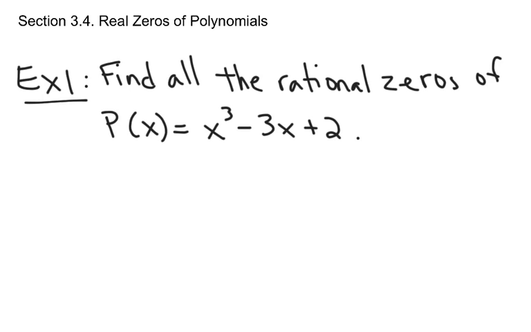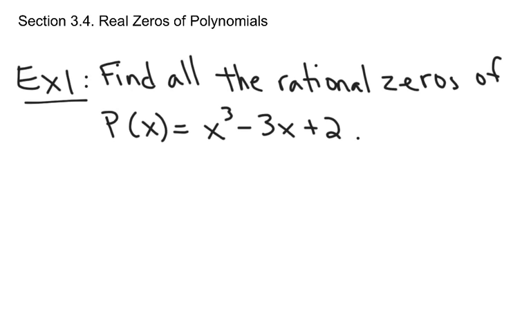In section 3.4, we're going to talk about the real zeros of polynomials. The fundamental theorem of algebra says that the biggest exponent in a polynomial tells you how many total real or complex zeros a polynomial has. We're just going to focus on the real zeros. The best way to go about finding the real zeros is to use the graphing calculator.